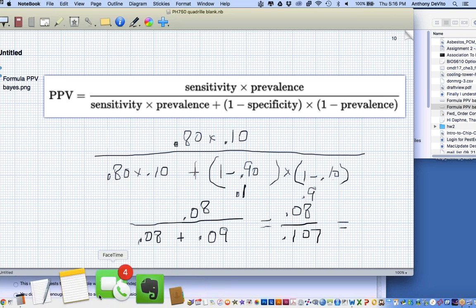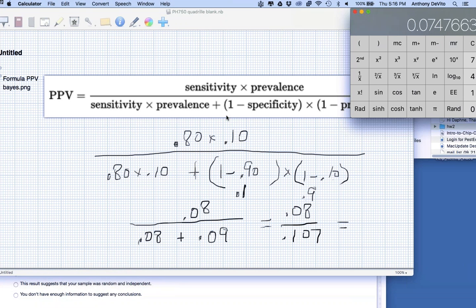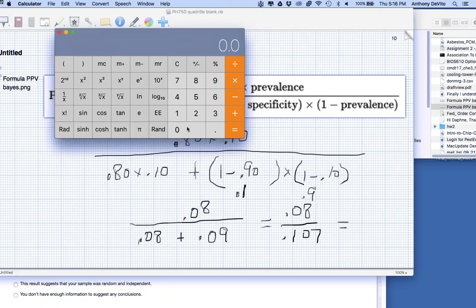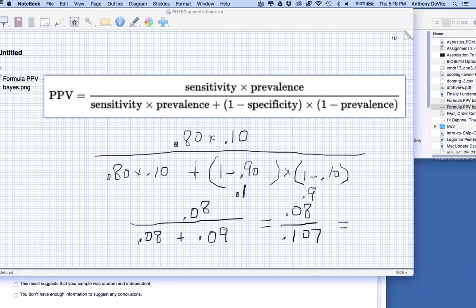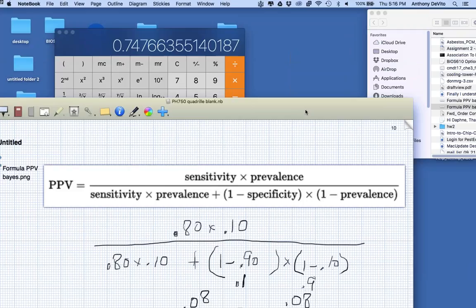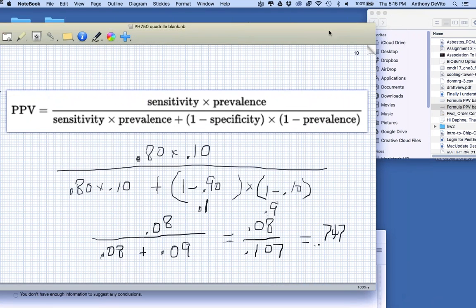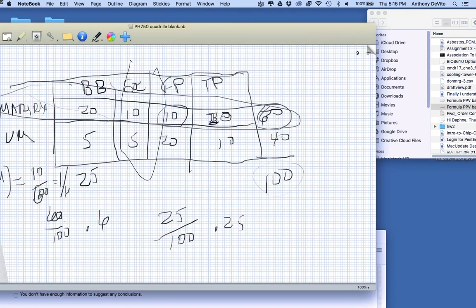Okay, trust me on the math here if I got ahead of you on the math a little bit, because we don't have that much time left. Okay, so 0.08 divided by 0.107 is equal to 0.74, so on and so forth. Whoops, 0.747. Let's go back to see what it was when we calculated it the other way.